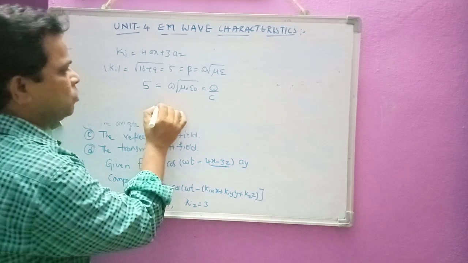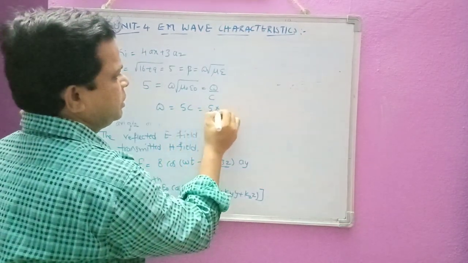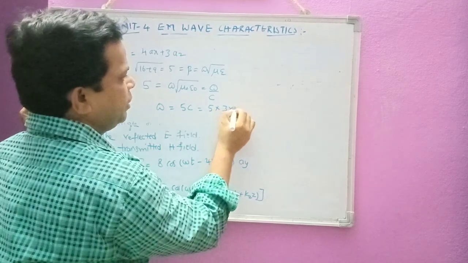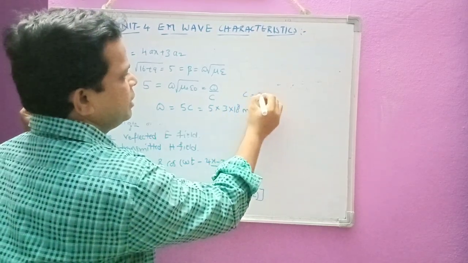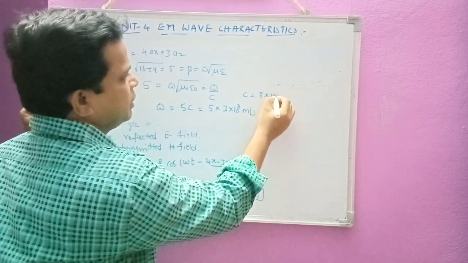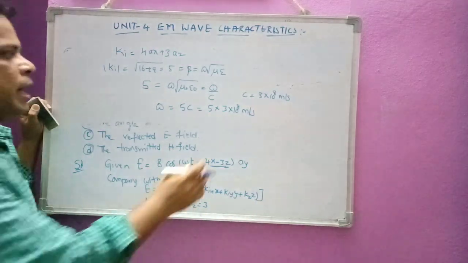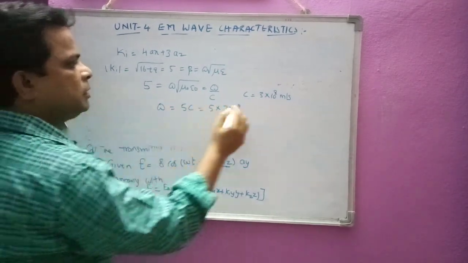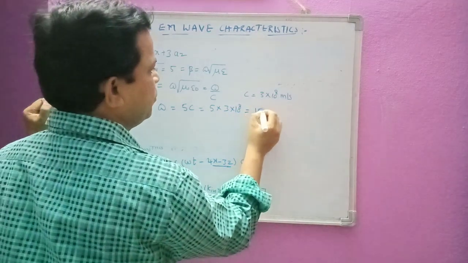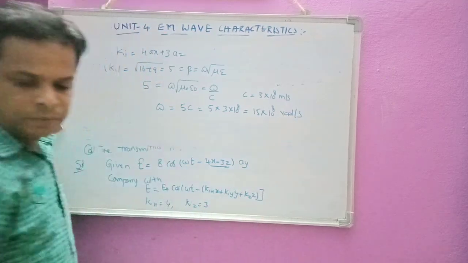So now I can write omega is equal to 5 into c, where the value of c, the velocity of light in air, is 3 into 10 to the power of 8 meters per second. The value of omega is in radians per second, that is 5 times 3, 15 into 10 to the power of 8 radians per second.